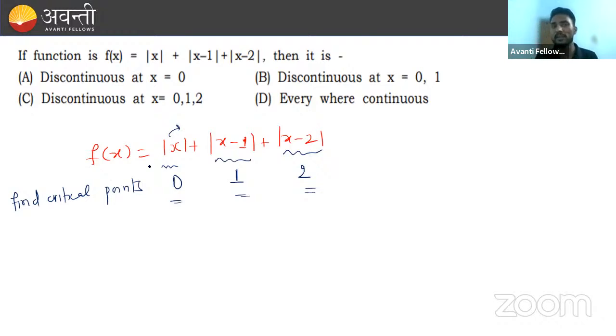And if you are getting LHL equal to RHL around 0, then at 0 also it is continuous. If you are finding LHL around 1, if it is equal and equal to f of 1, then you can say that yes, it is continuous. If it is not coming, then you can say it is discontinuous. So you have to check all three. Okay, not more than that.